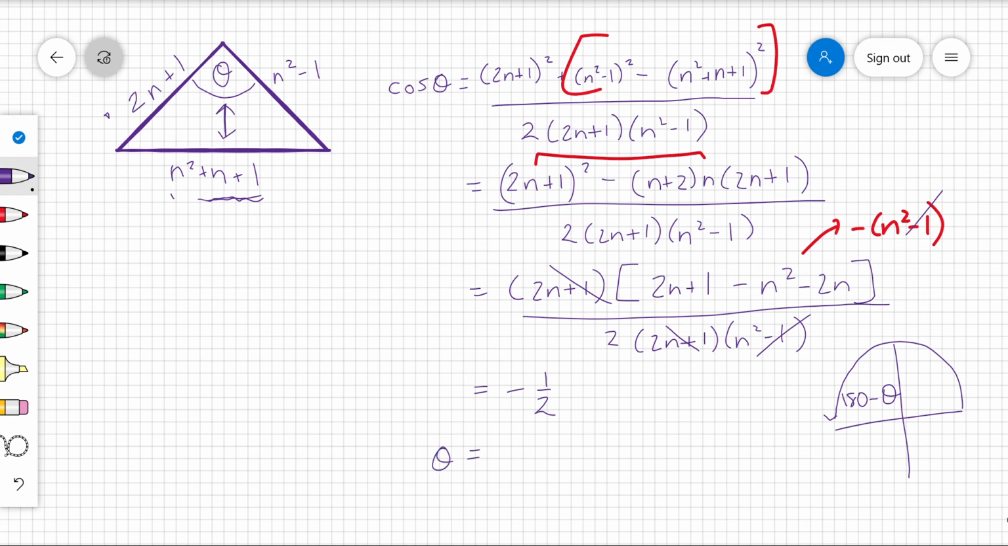All right, so the acute angle would be cos of what angle equals a half, and that's 60. So 180 minus 60 is 120. So that would be our solution. Sorry, it was a bit messy.